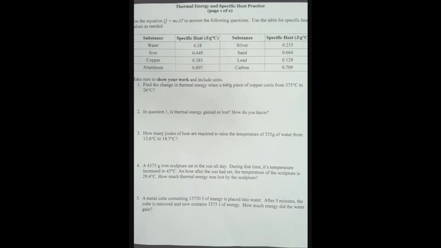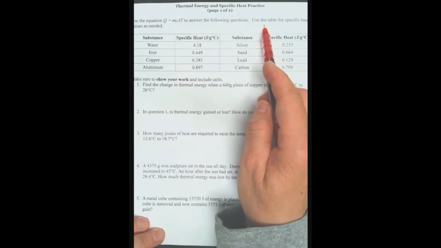So this is one of the practices that we're doing. This is page 1 of the practice on thermal energy and specific heat. If you look at the instructions at the top, it says you're going to use the equation Q equals mc delta T to answer the following questions and use the table for specific heat values as needed.